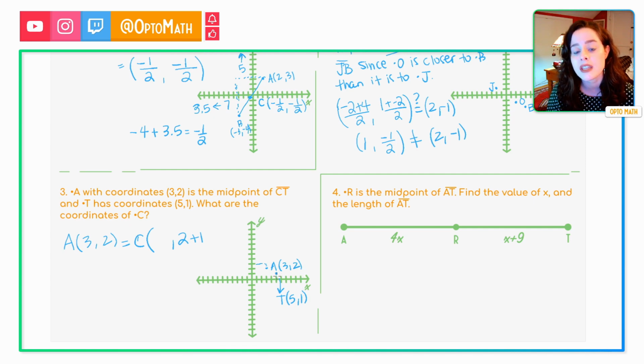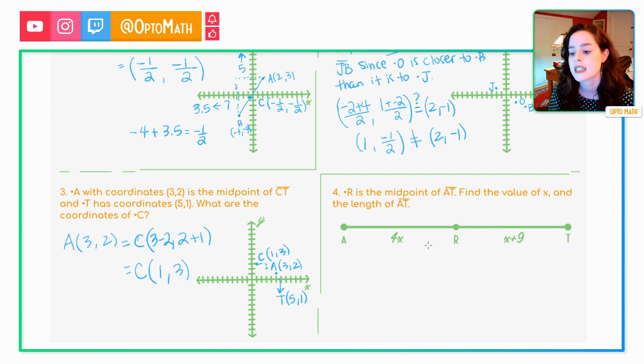So again, we're copying that x and y distance because the distance from A to T has to be equal to the distance from A to C because A is the midpoint. And we have gone 2 to the left, since 3 to 5 is two spaces, and we have to go 2 to the left from A to C. So we're going to subtract 2 from our original x. So then C is going to be 3 minus 2, which is 1, and 2 plus 1, which is 3. So 1, 3. And we got there pretty much when we were looking at it with our drawing. So that's the coordinate of C.